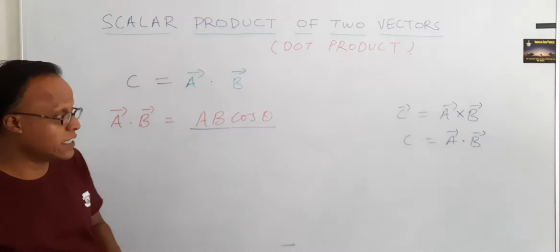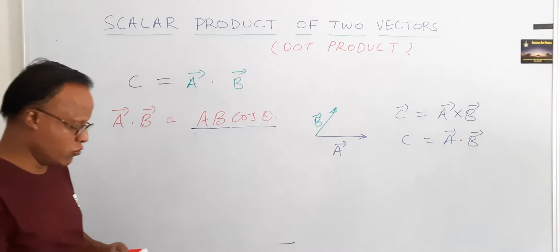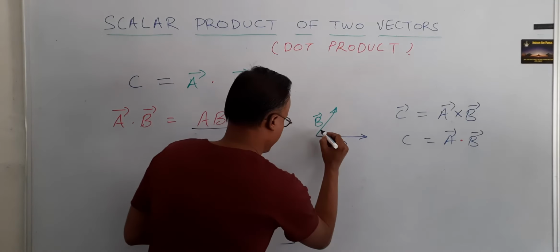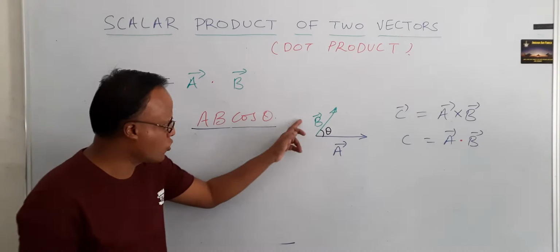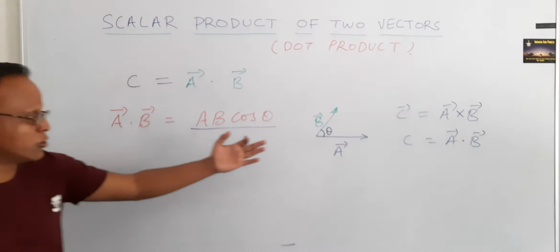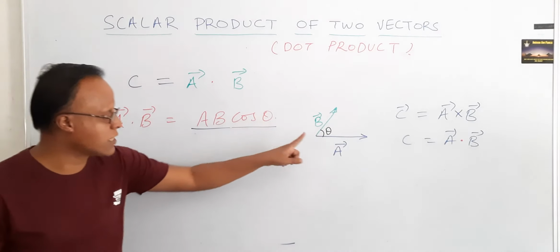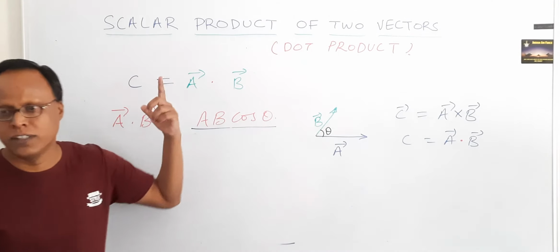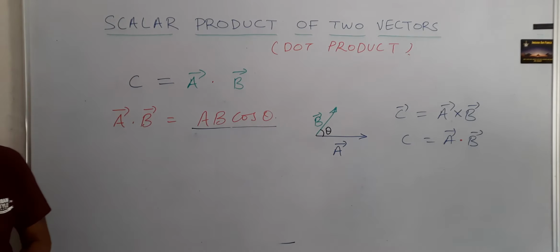You can draw the diagram also. Say this is a vector A, and another vector, say it is B. The angle between these two vectors is theta. Then the dot product of these two vectors is numerically equal to the product of their magnitudes: magnitude of A, magnitude of B, and cosine of the angle between them. This is your definition of dot product of two vector quantities.